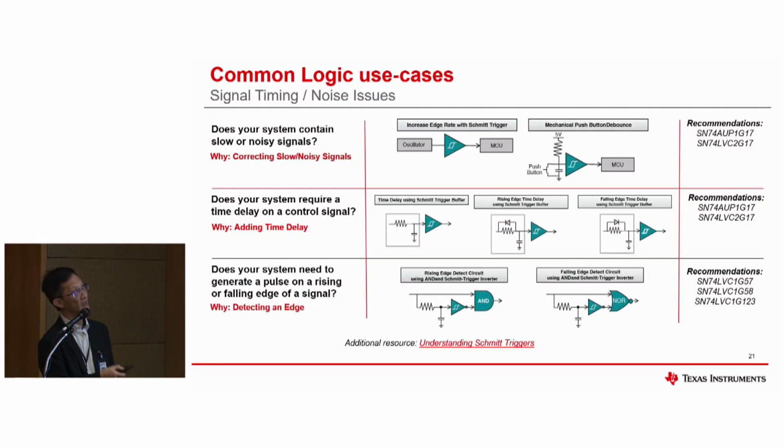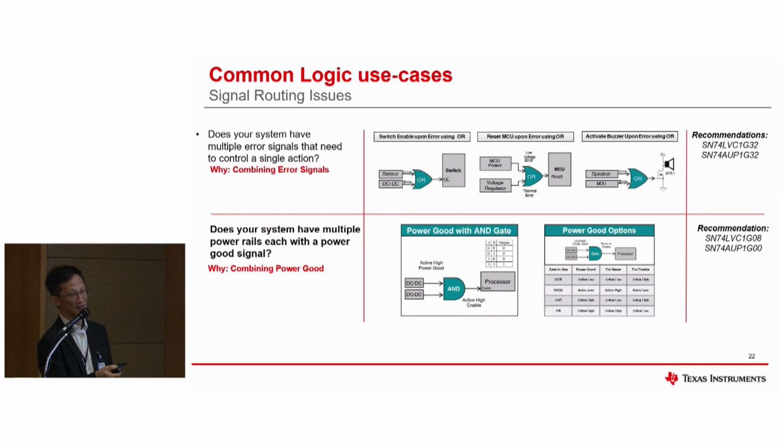All right. The next one, we'll talk about signal routing, right? For example, if you need to combine error signals to do a certain thing, you can use a very simple NOR gate or OR gate to do the simple function. Likewise, if you have multiple rails and you want just a single PG, the power good, you can use an AND gate, or a NOR or OR gate to do a similar function, right? So this is the second use case.